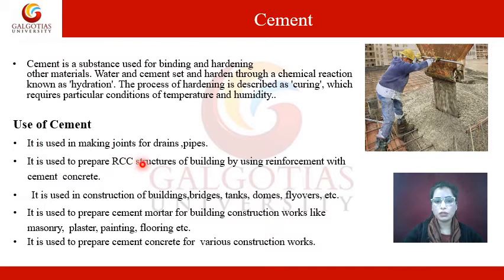Here are some uses of cement. It is used in making joints for drains and pipes. It is used to prepare RCC structures of buildings by using reinforcement with cement concrete. It is used in construction of buildings, bridges, tanks, domes, flyovers, etc. And it is used to prepare cement concrete for various construction works. For example, you can see in this image concrete pouring over reinforcement bars. So this is an example of cement concrete pouring.